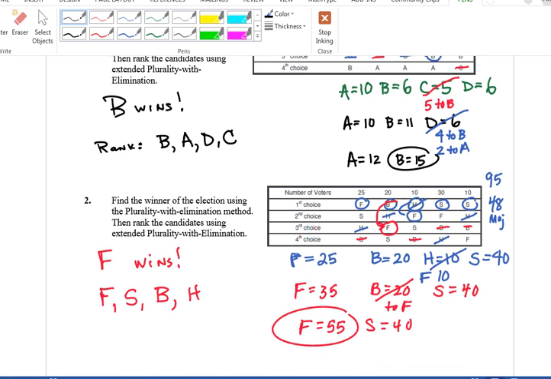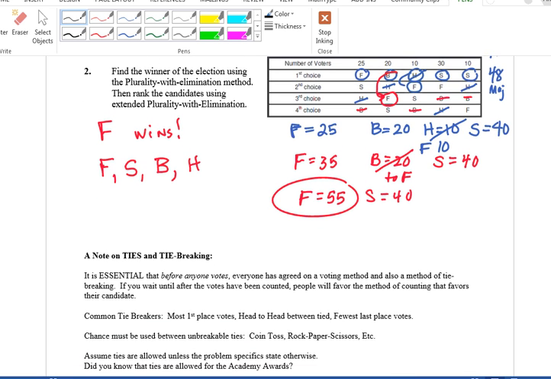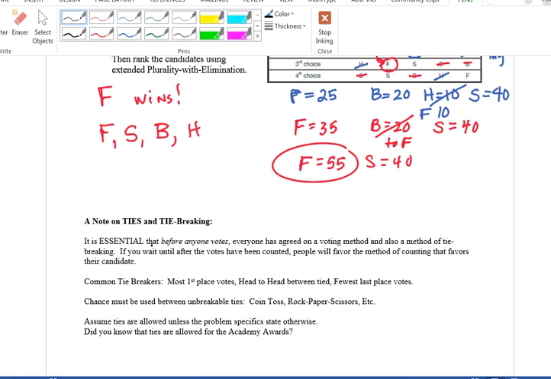Okay, so to wrap this all up, a note on ties and tie breaking. It's important before anyone votes that you decide if you're going to allow ties, and if not, how you're going to break them. A couple of common tiebreakers are most first place votes, head to head between the tied, first, fewest last place votes, etc. Chance has to be used for unbreakable ties.